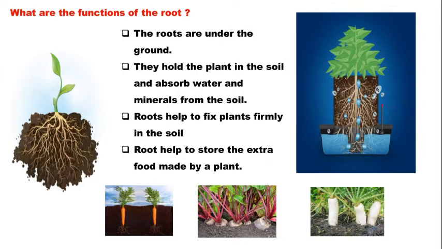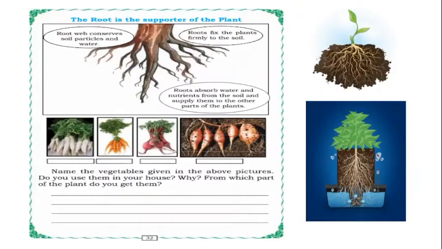Next, what are the functions of the root? The roots are under the ground. They hold the plant in the soil and absorb water and minerals from the soil. Roots help to fix plants firmly in the soil. Roots help to store the extra food made by a plant. Extra food means what, children? Like carrot, beetroot, radish, potato, etc. Isn't it?